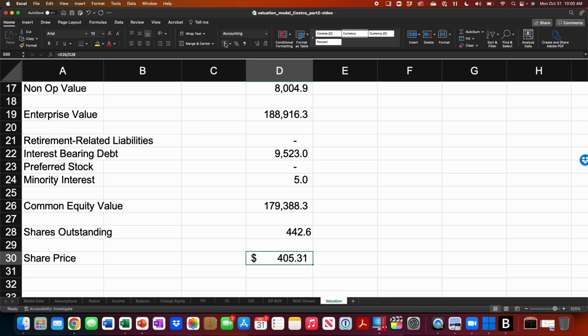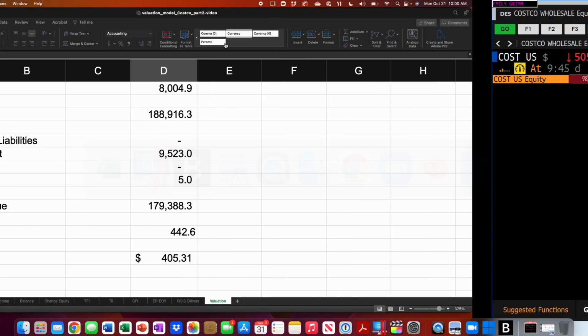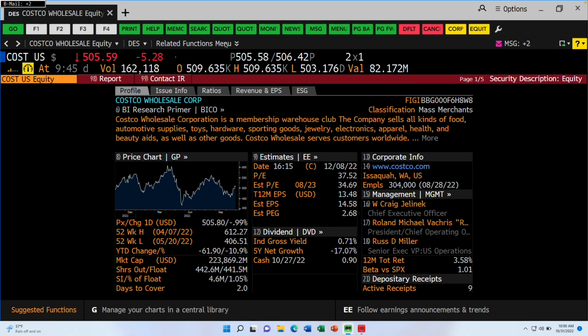Okay? Now, Costco today is trading at 505 and change, right? So the next step is to make sure these 2 numbers match. That whatever we're forecasting in our model matches the real world share price at the time of the valuation. That is what we're going to call the as-is valuation. Nobody else does that. This is something unique to this class.